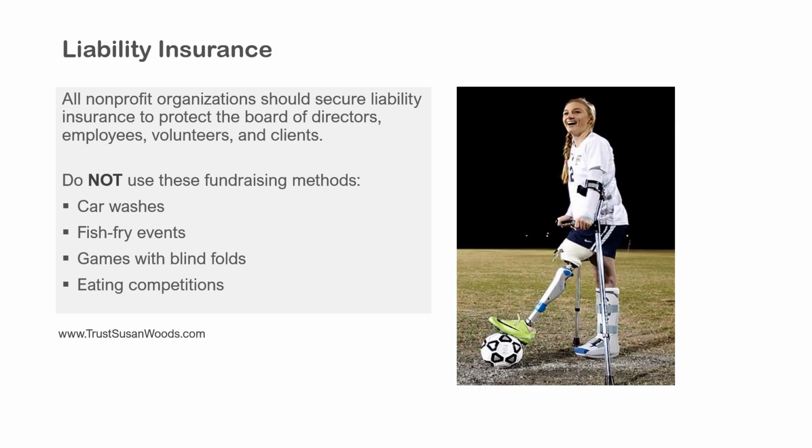Look at this young lady. She was trying to raise money for her soccer team at a car wash. Unfortunately, somebody came in, pressed the accelerator instead of the brakes, ran her over, and she lost a leg. This is a lifetime change. That's not necessary. You don't have to have car washes to host fundraisers. Don't do that. Don't put people in danger trying to raise money for a nonprofit organization.